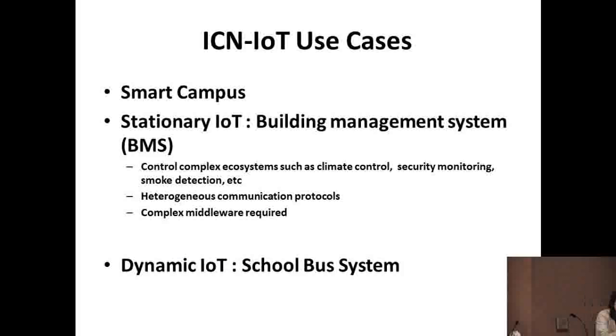Now, after we talk about the details, we actually looked at two use cases in this simulation-based study. Both use cases are in the family of smart campus. The first one is a stationary IoT scenario called a building management system. Because NDN is not really tailored for mobile cases, we think it would be unfair if we just looked at the mobile situation, so we start with a stationary IoT scenario. And the second thing we want to see is a dynamic case, because IoT will have a lot of dynamic use cases. It's unavoidable: a school bus system.